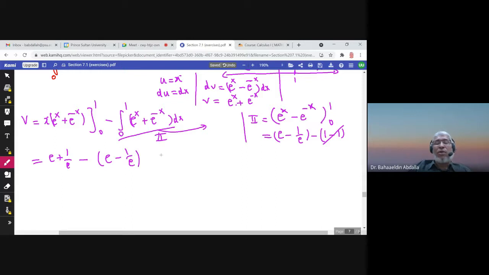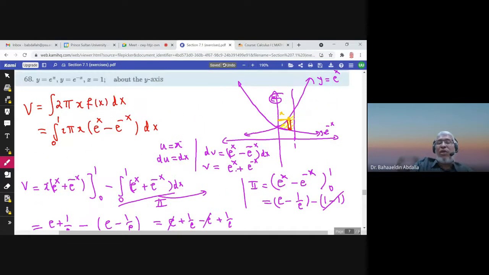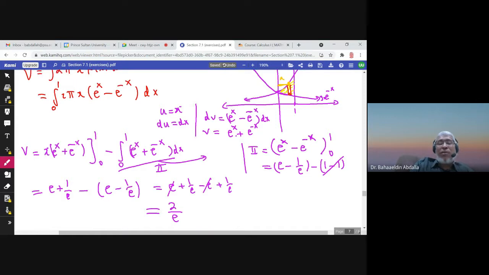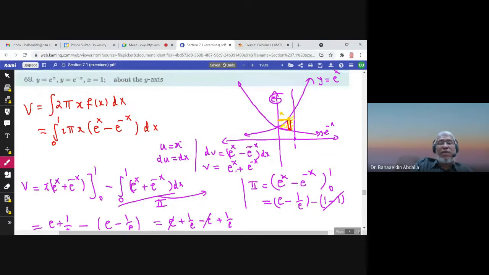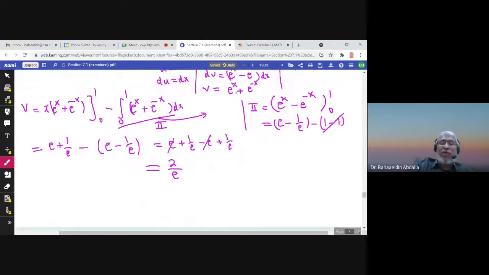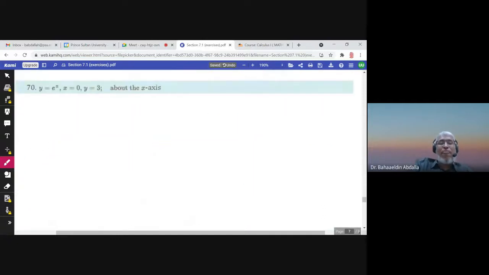All right. So the final answer would be e plus 1 over e, minus (e minus 1 over e), because the minus will change the minus into plus. So the answer would be 1 over e plus 1 over e, or just 2 over e. This would be the volume of this solid of revolution when revolved about the y-axis.